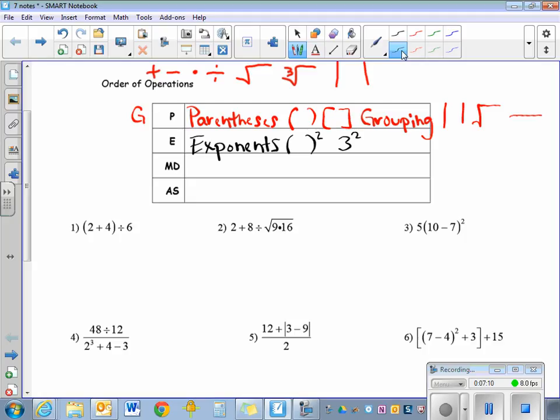Anybody remember what the M and D stand for? Very good, multiply and divide. So we have multiplication and division next. And these are of equal importance. So that means that after parentheses, grouping, and exponents, for multiplication and division, we just go from left to right. Whatever comes first from left to right.